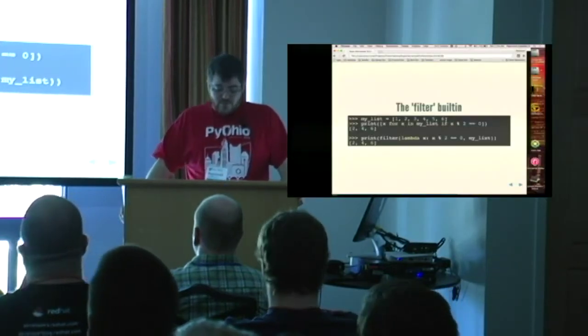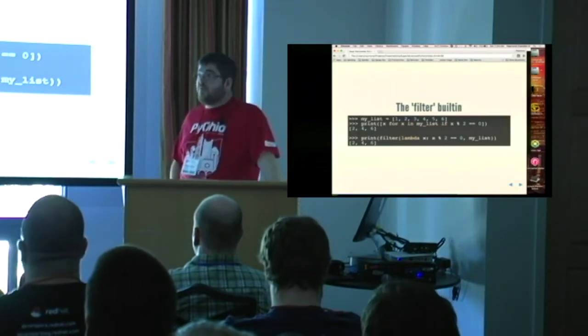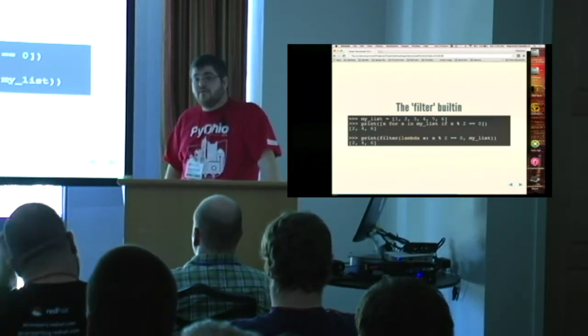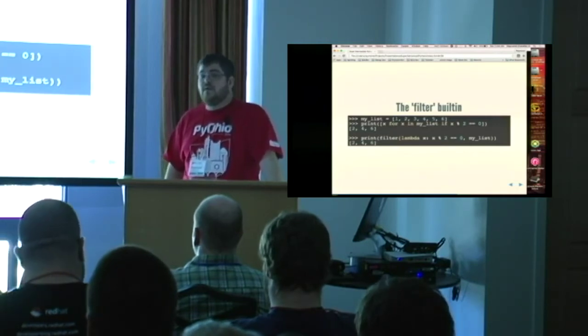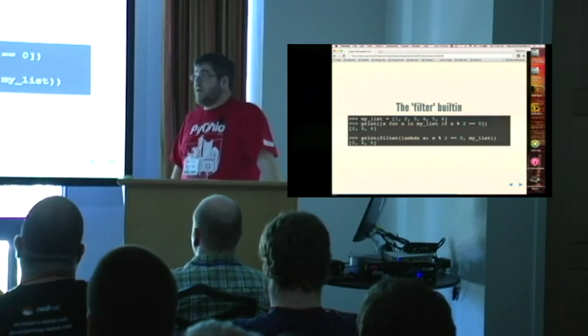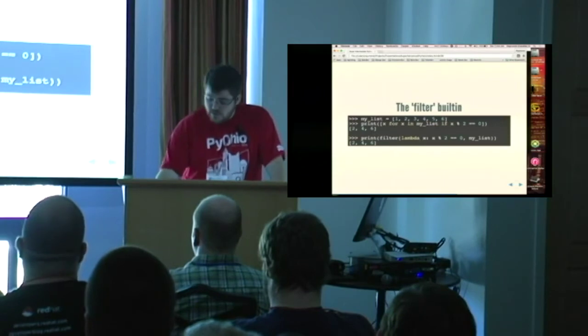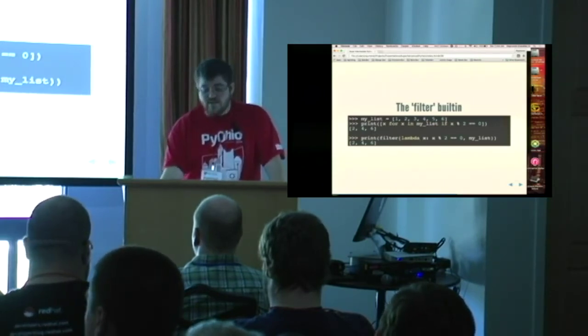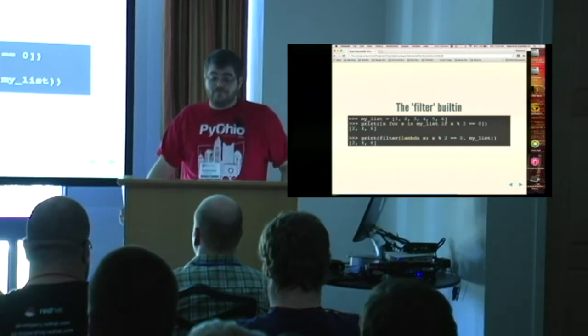Let's talk about the filter built in. So there are 3, I call them like the 3 kings of functional programming: filter, map, and reduce. With these 3 things, you can do a wide majority of the kinds of things that you might want to do with data transformation.